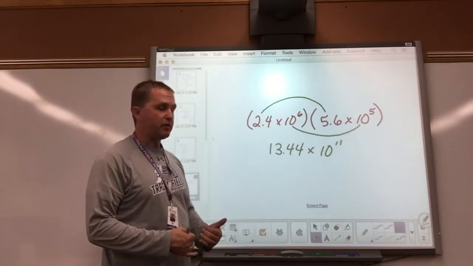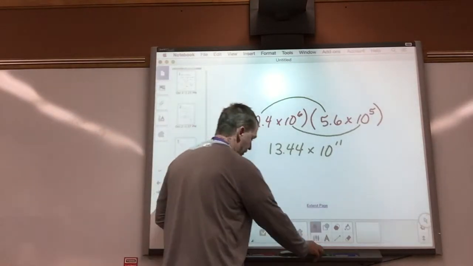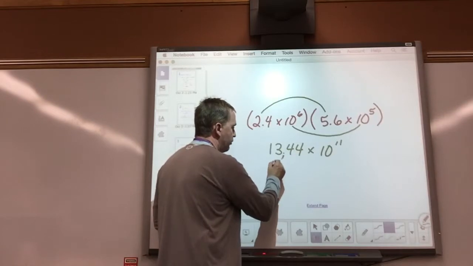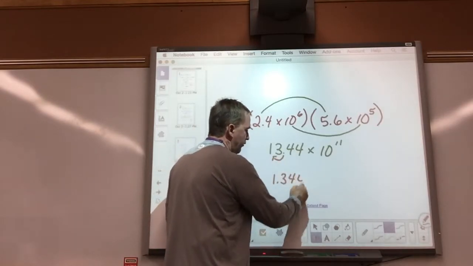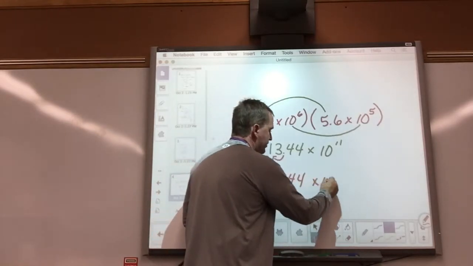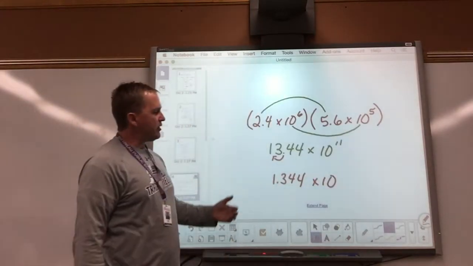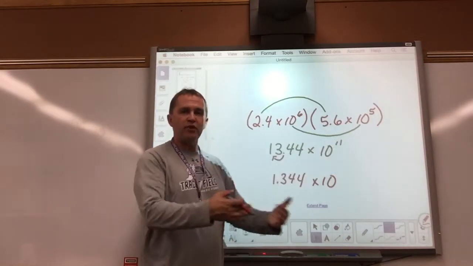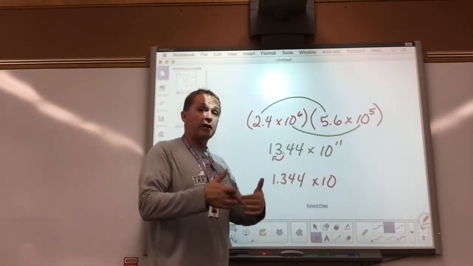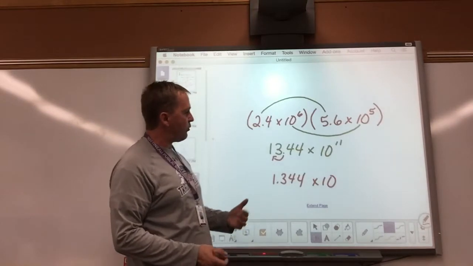It's just not in proper scientific notation. Proper scientific notation says that decimal point should be located right there. It should be 1.344 times 10. And the question becomes, does this become a 12 or does this become a 10? I've moved it 1 over and I'm just not sure if I'm going to increase it by 1 or if I'm going to decrease it by 1.